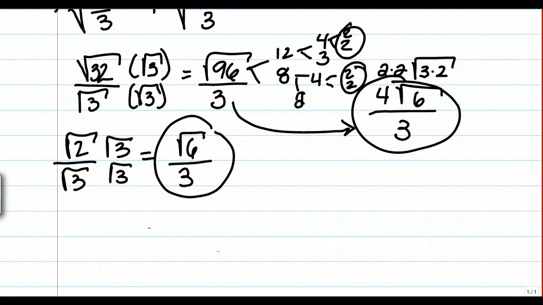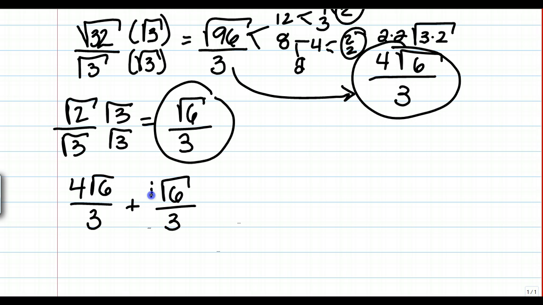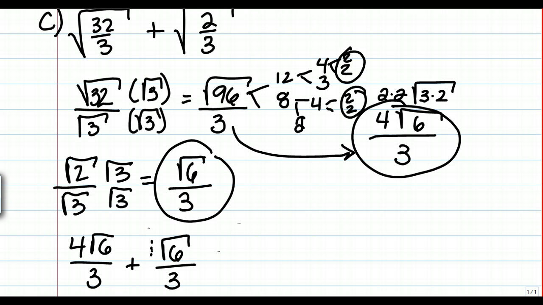So now we can add these together. We're going to have 4 square root of 6 over 3 plus square root of 6 over 3. And remember, this answer, I wrote it here, and this one we rationalized and got this answer. So now we're going to add these together.